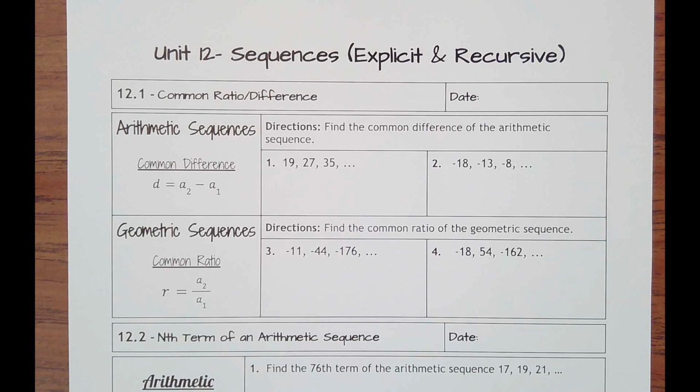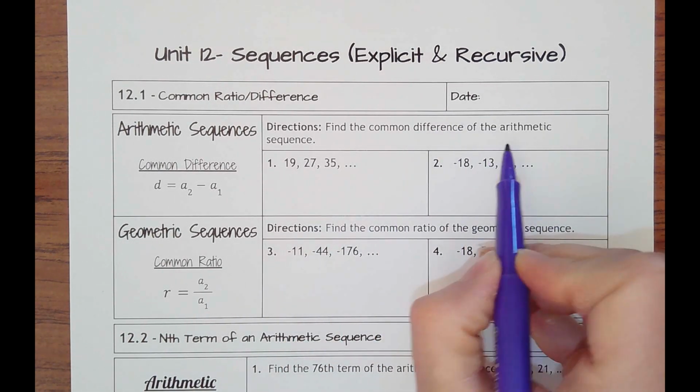So 12.1 is an easy lesson that says common ratio or difference. Well, arithmetic sequences are going to always have a common difference. And to find that common difference, they use the letter D. That is just found by taking the second term minus the first term. But all you're going to be able to do is look at it and tell.